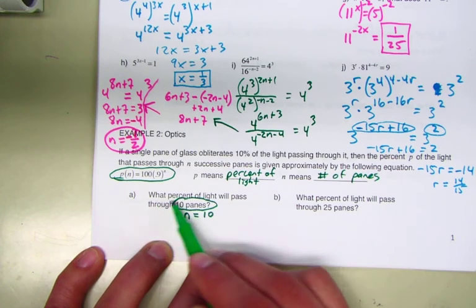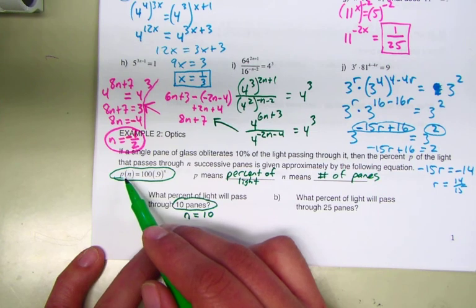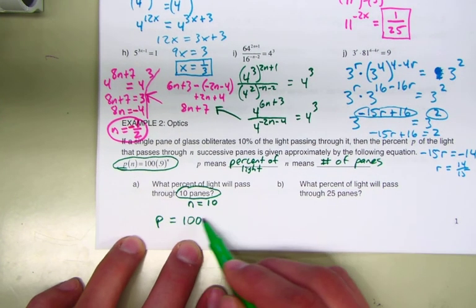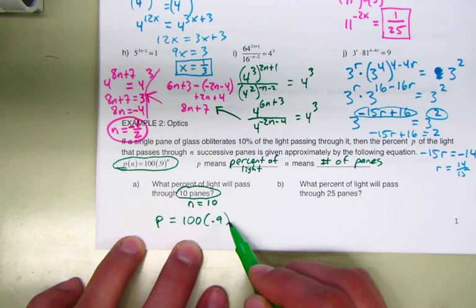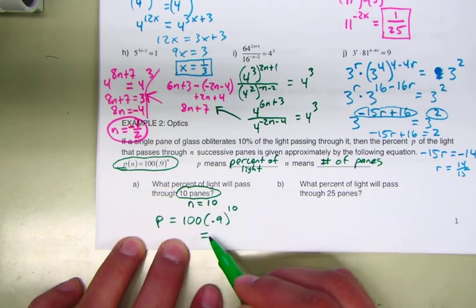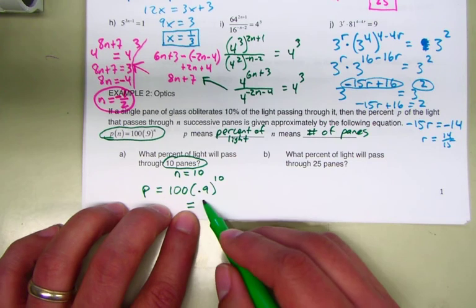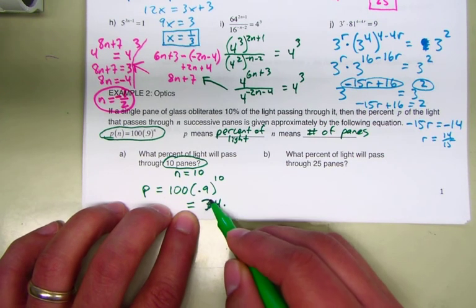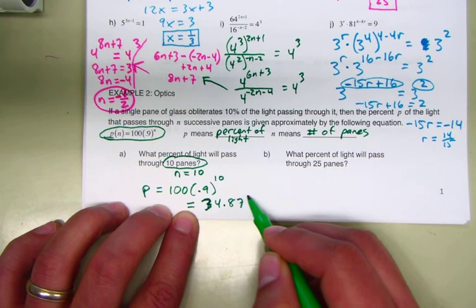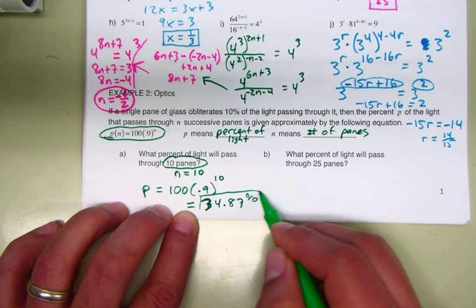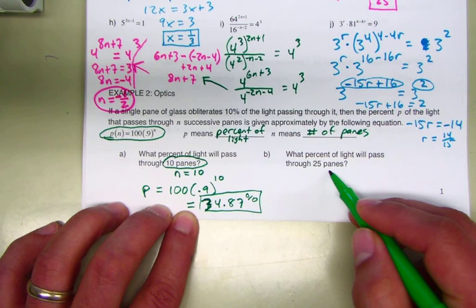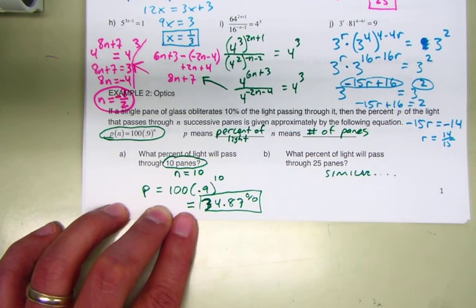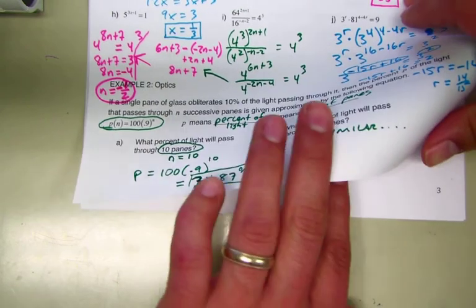So if we're looking for what percent of light, basically we're just trying to find P, right? P is going to equal what? 100 times 0.9 to the 10, and what is that? 74.34. Sorry. 0.87 about. Okay? This one, similar. I'm not going to do it. You understand what to do there, right? Okay, let's go on to the last problem.